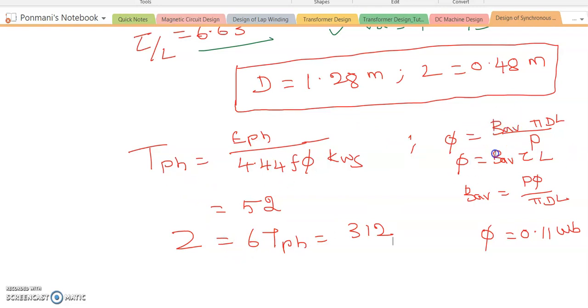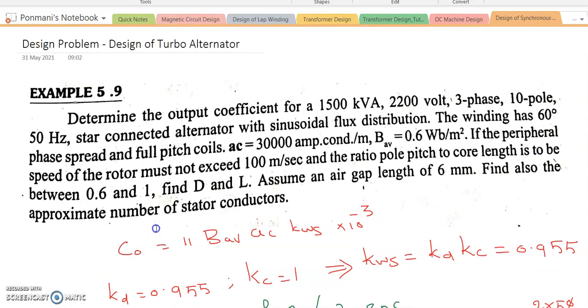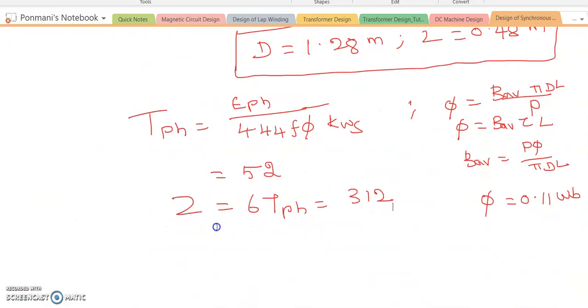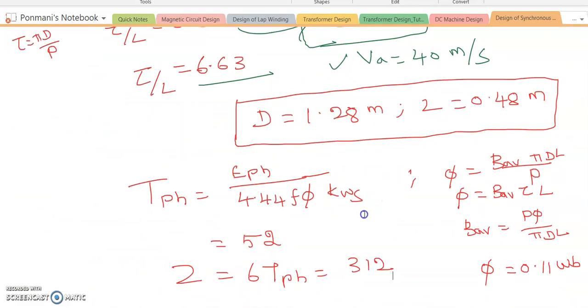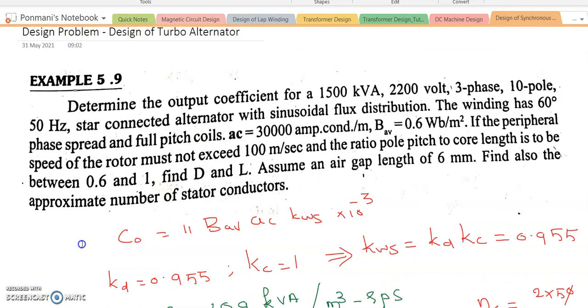So from this EMF equation, we are calculating the total number of turns by calculating phi from the given value of specific magnetic loading and the known values of D and L. So this is the equation to calculate the total number of conductors. In this problem, we have to find D and L and also the approximate number of stator conductors. So the total number of stator conductors is 312. D and L we have already calculated. So this is how we have to solve the design problem for a turbo alternator. Thank you.